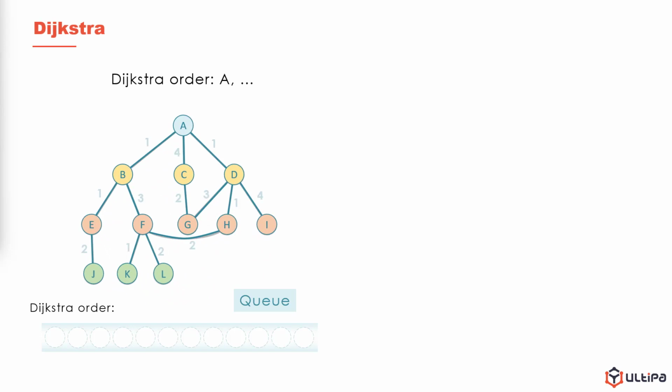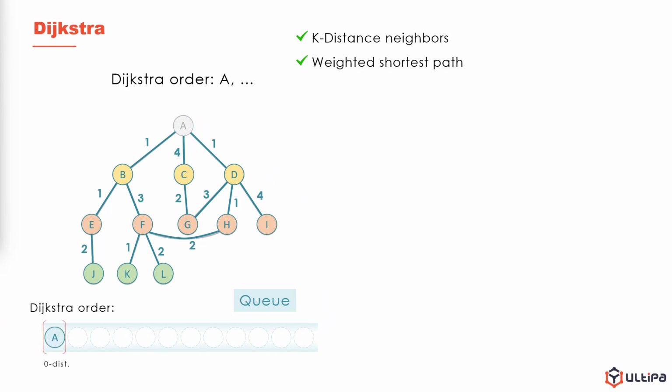The last one to discuss in this lesson is Dijkstra. Dijkstra deals with the weight of edges when exploring nodes. It finds k-distance neighbors and the weighted shortest path from the subject node. Dijkstra also starts with pushing the root into the queue and dividing it as a separate zone, but names the zone as 0 distance.